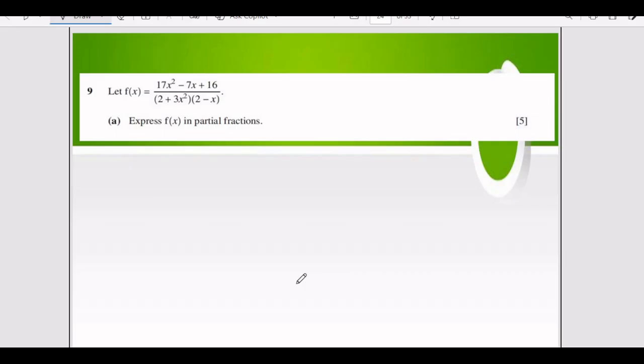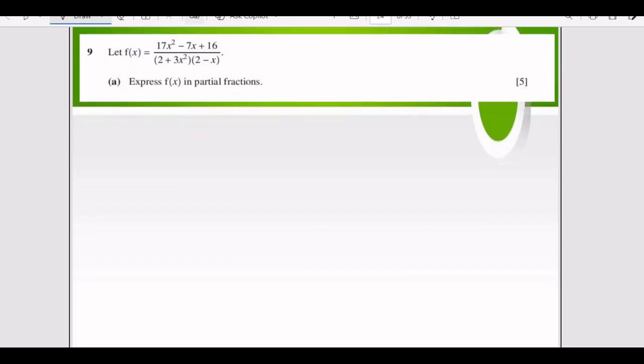Okay, so let's see the next question we have here. Express this in partial fractions. Until now you must have learned how to recognize the linear and quadratic factors of the denominator.